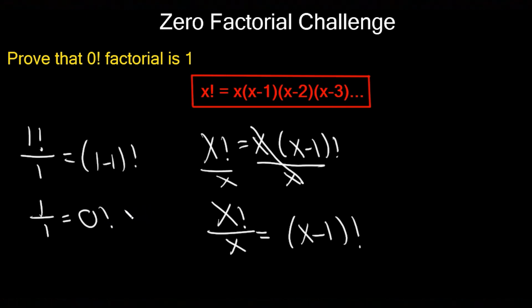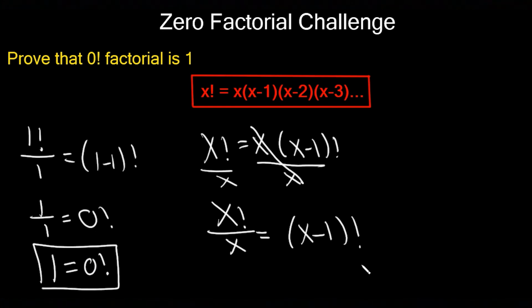Well, would you look at that? I have now just proved out that 0 factorial is in fact 1, because we know that 1 divided by 1 is 1. So 1 is equal to 0 factorial. There it is. All right, so we just went ahead and proved it out. That is why 0 factorial is in fact going to be 1. It's not 0, it is going to be 1. And that's essentially how you do it.